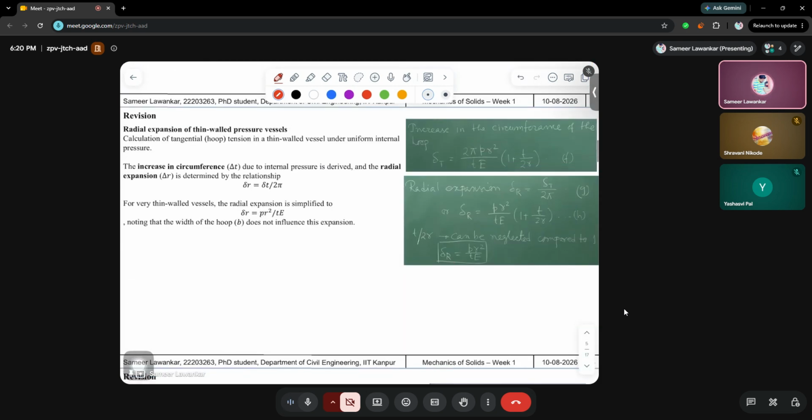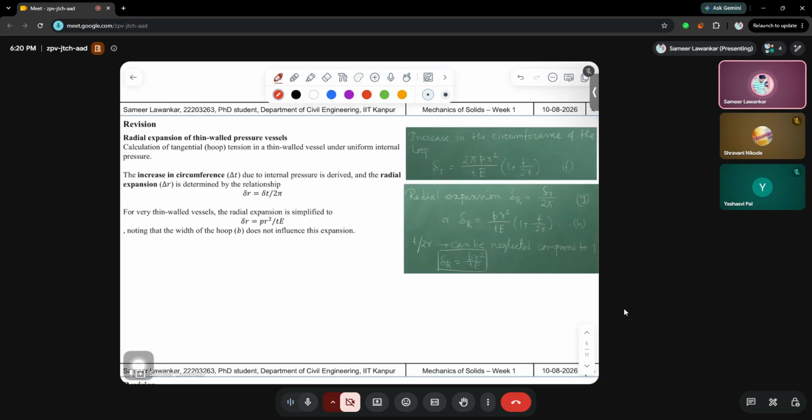One more thing is remaining: radial expansion. As we calculated the tangential expansion, similarly we can calculate the radial expansion. How is the radial expansion calculated? Using the concept of projected area, the increase in delta t can directly be linked to the increase in the radial expansion.